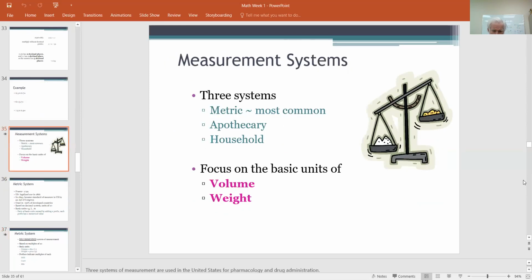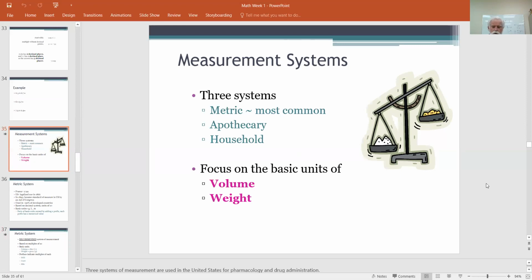Let's look at measurement systems. In the pharmacy, we actually use 3 systems. We use the metric system. We use an old system. You'll still find people occasionally using a very old system called the apothecary system. And we use the household system.